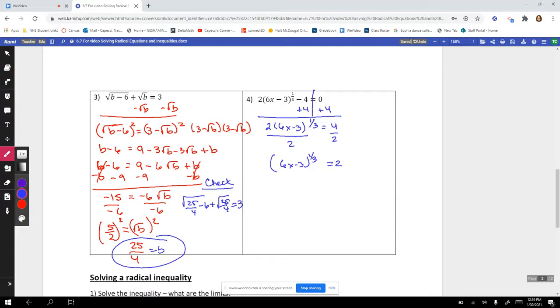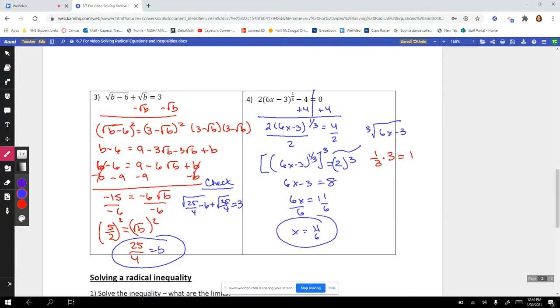And again, you could also write this like this if this helps you. It's really just a personal preference. You have to decide which way works for you. Now, I want it to the first power. So how that works is I'm going to raise this side to the third power, and I'm going to raise this side to the third power. Now, how do I know? Because 1/3 times 3 gives me 1, and that's what I want. So then I have 6x - 3 equals 8, so 6x equals 11. Divide both sides by 6, and x is equal to 11 over 6.